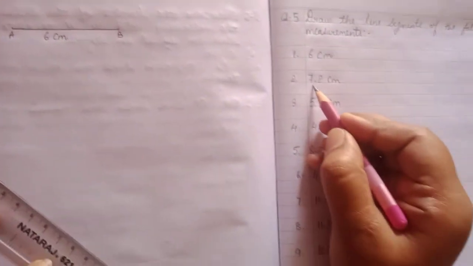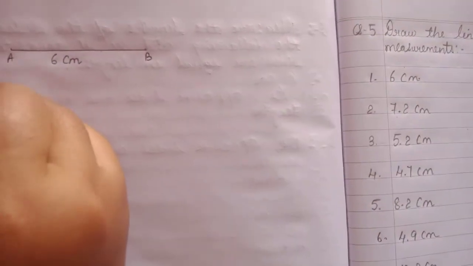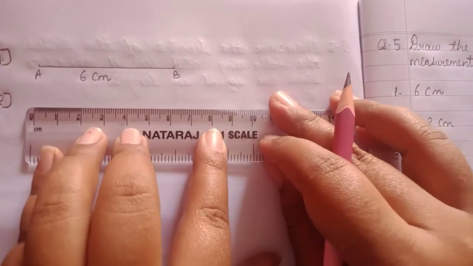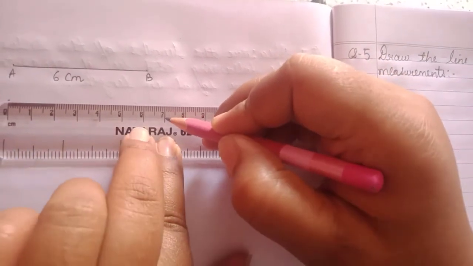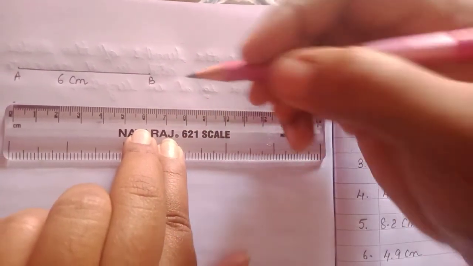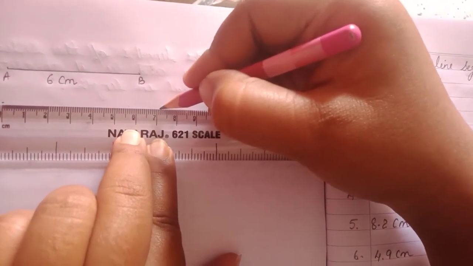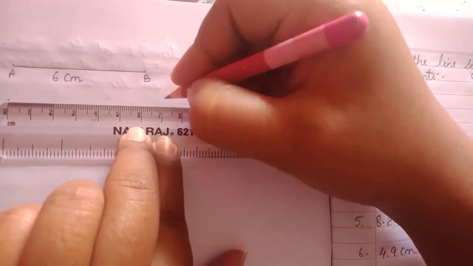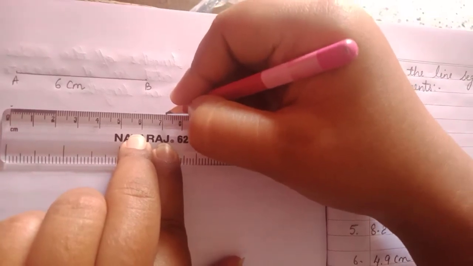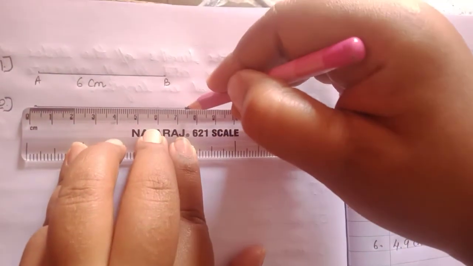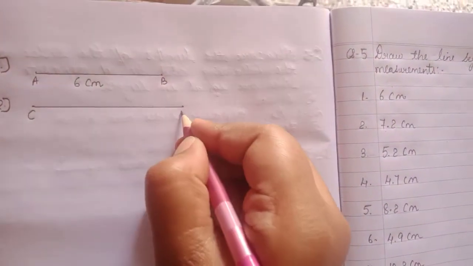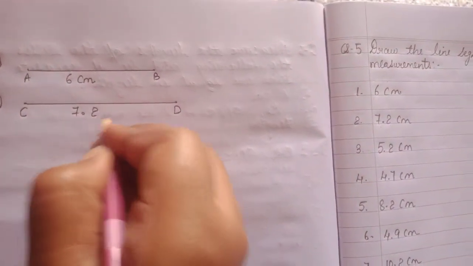Now number 2, that is 7.2 centimeter. So here we will do number 2, 7.2 centimeter. So we will start from 0. We will put a point here at 0 and 7.2. So 7, all of you knowing, means till 7 we have to do. Now 7.2 means after 7 the small lines are there, right? That we have to count 1, 2. So here we will put a point. Then we will join now these 2 points. We will give name C, D and this is of 7.2 centimeter.